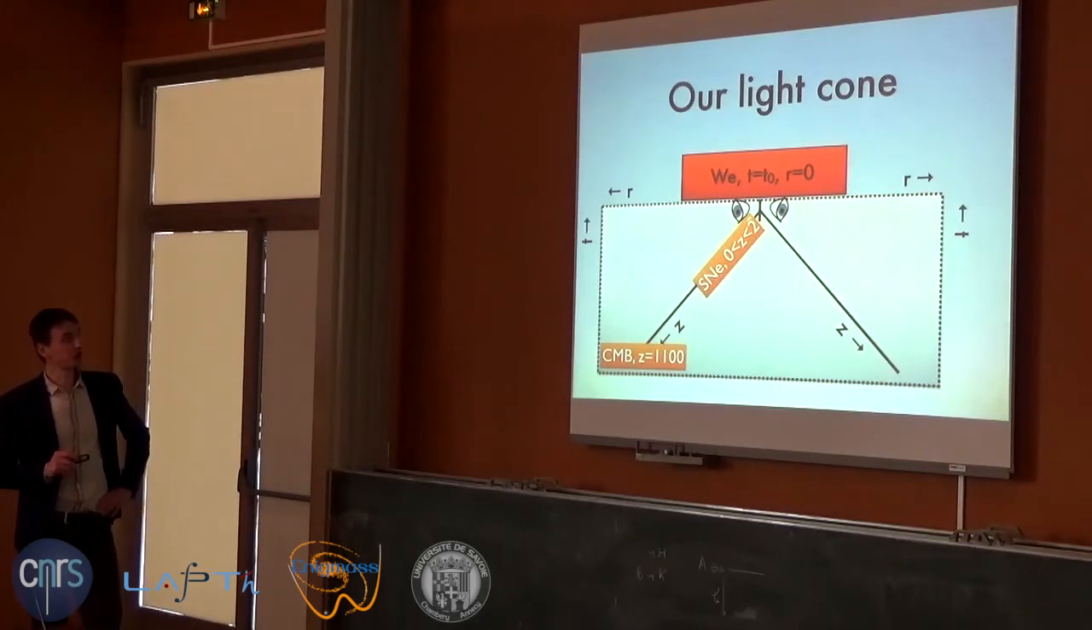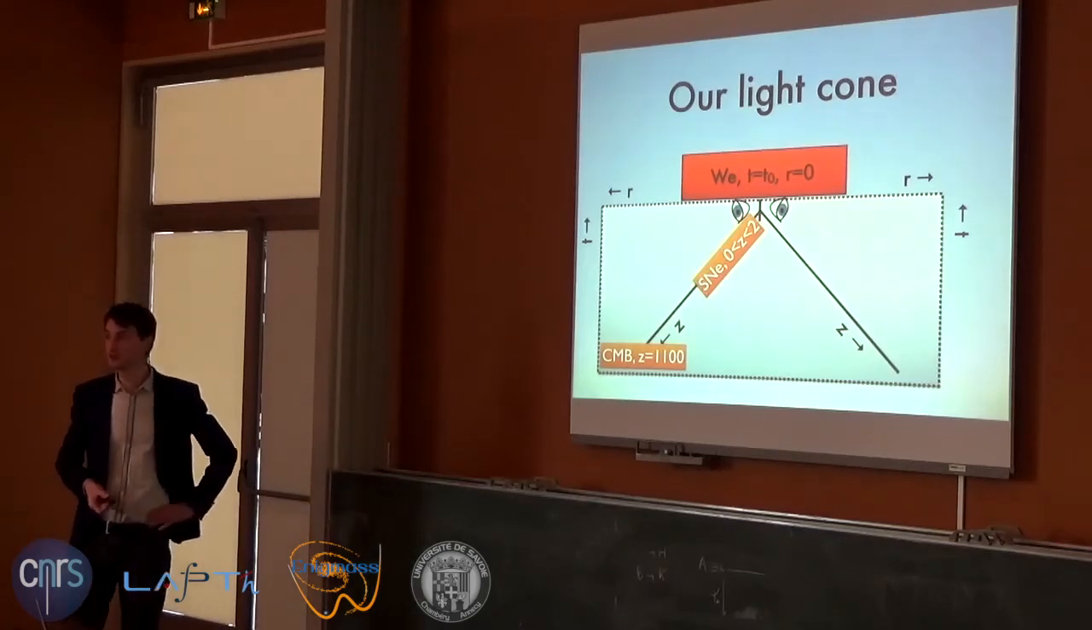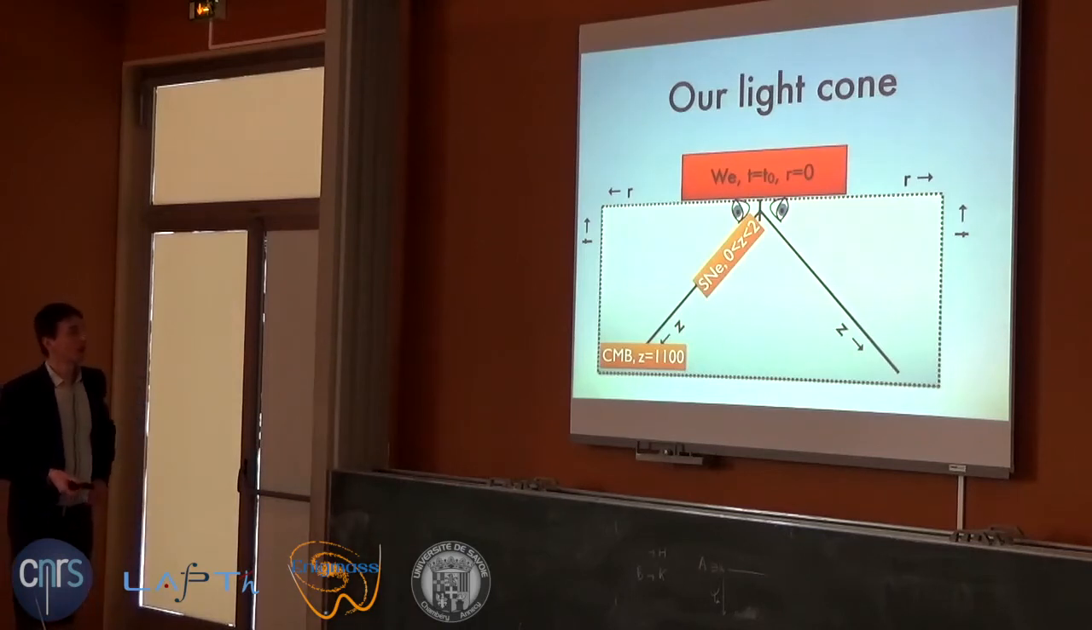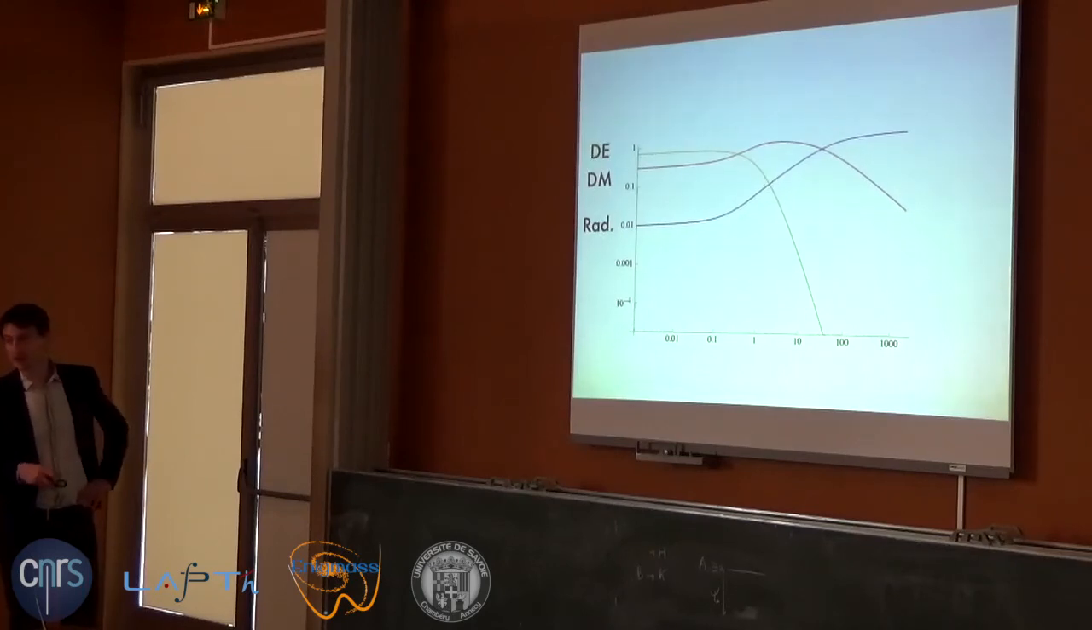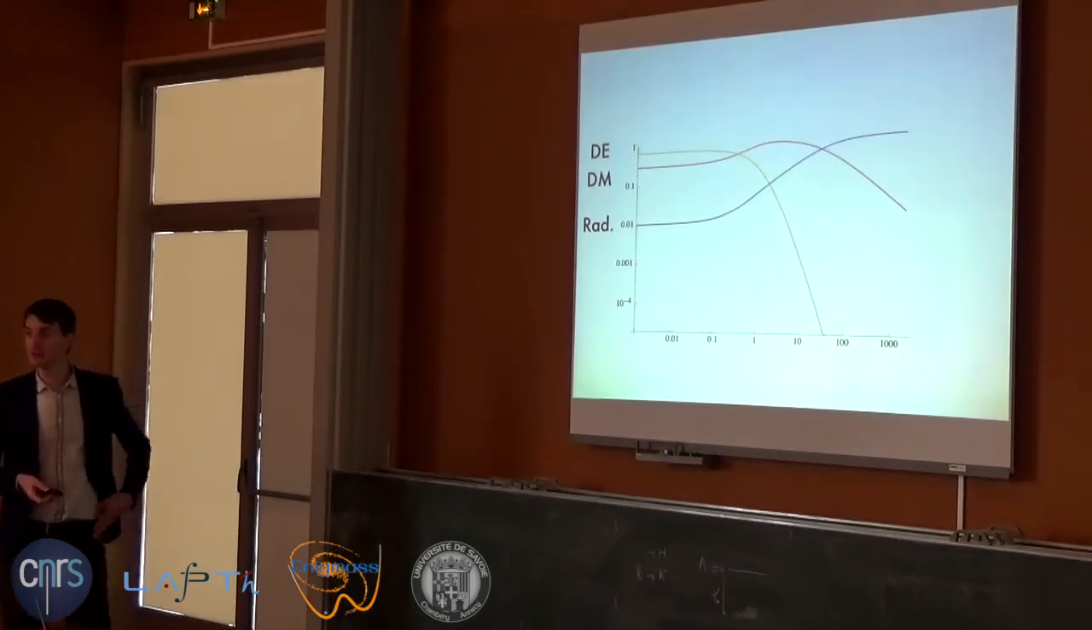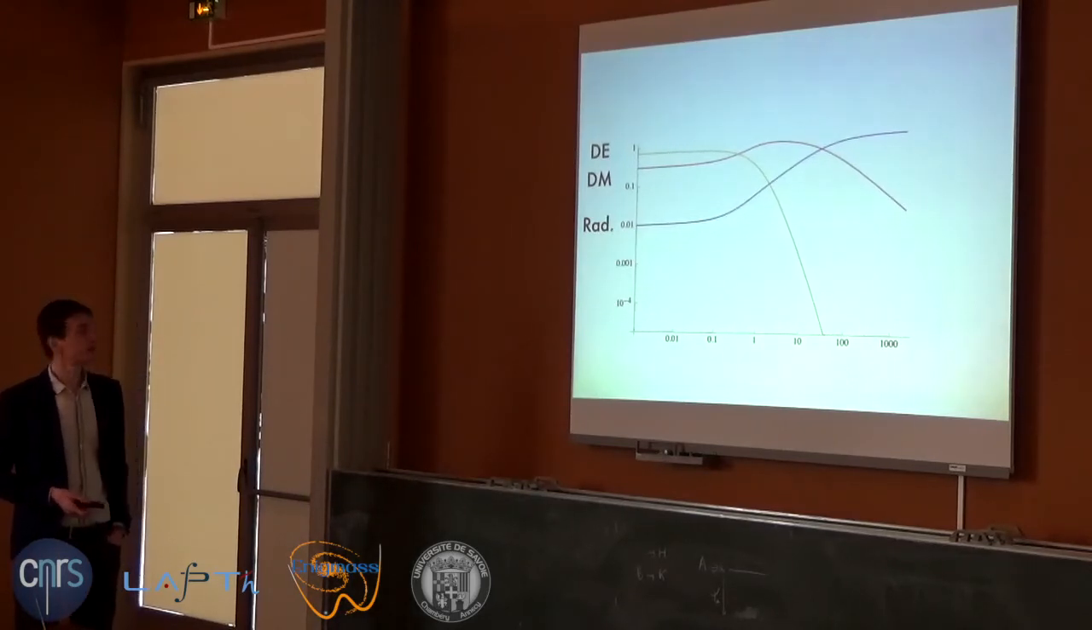Given the observation of information on our past light cone, and the assumption that we're not special, we come to the conclusion that the universe is dominated by different types of matter at different times. And it's described by gravity as it is described in Einstein's theory of general relativity. On the horizontal axis I put redshift here. 0 is where we live, 0 redshift, and redshift 1100 is the surface of last scattering. On the vertical axis I put the relative abundance of dark energy, dark matter, and radiation.